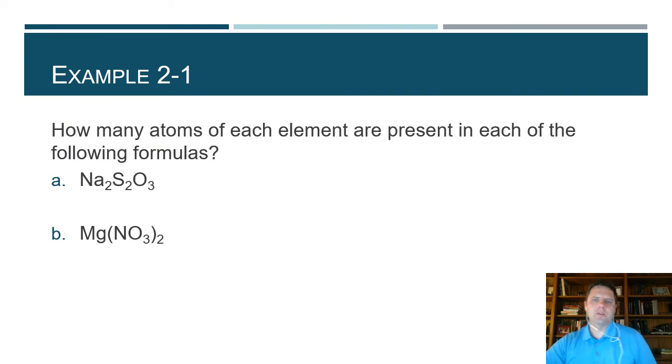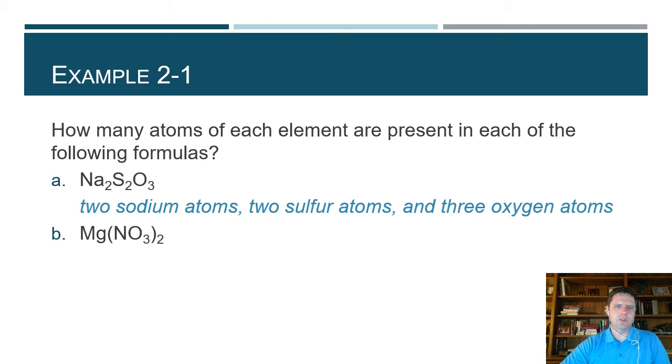How many atoms of each element are present in each of the following formulas? Okay, what do you think for this one? For Na2S2O3. So how much sodium? How much sulfur? How much oxygen? You should have said 2 sodium, 2 sulfur, and 3 oxygen. That was kind of easy. What about the next one?